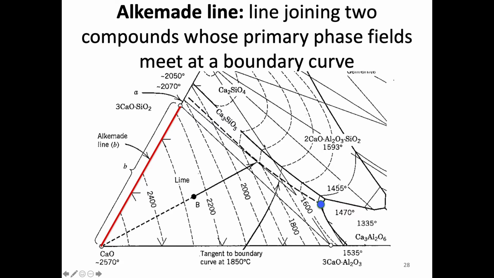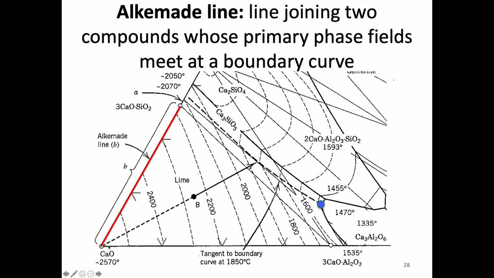So what this is we're on a boundary curve. Therefore, we know we have equilibrium between two solids and a liquid. So in this case, we have lime or CaO, and then this calcium 3 silicon 1 oxygen 5 compound. So those are our two solids.